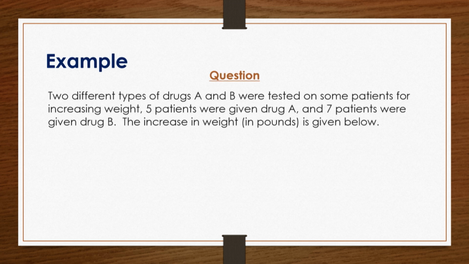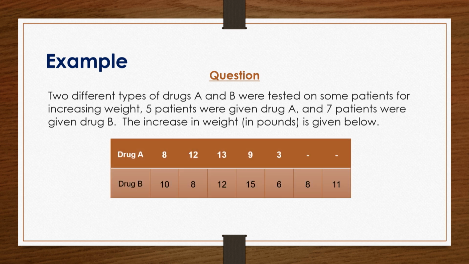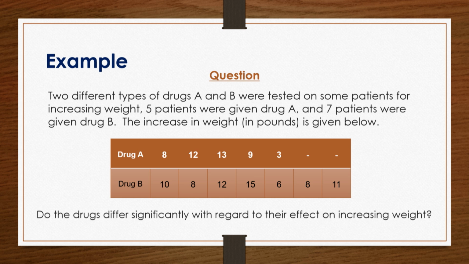Now we are going to see an example. Here there are two different types of drugs. Drug A and drug B were tested on some patients for increasing their weight. 5 patients were given drug A and 7 patients were given drug B. The increase in weight in pounds is given below: 8, 12, 13, 9 and 3 for drug A, and 10, 8, 12, 15, 6, 8, 11 for drug B. Now we are going to test whether the drugs differ significantly with regard to their effect of increasing weight.